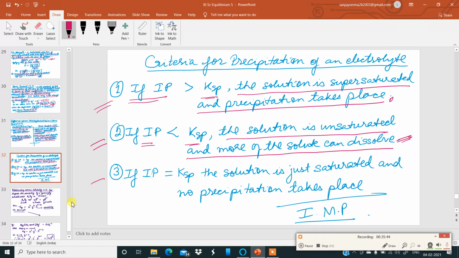Number 3, if ionic product is equal to solubility product, the solution is just saturated, it has just reached saturation, and at the saturation point no precipitation occurs or takes place. So these 3 points are very, very important. Please put them in your mind permanently.